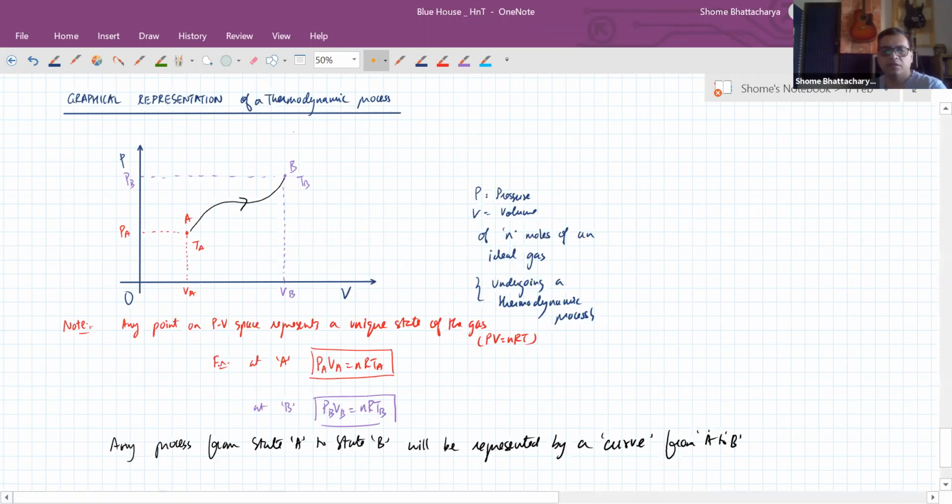And during that path, Q will be equal to delta U plus W for the process A to B. This is the first law of thermodynamics. So during that process, whatever is the net heat supplied will be equal to the change in internal energy plus the work done by the gas.